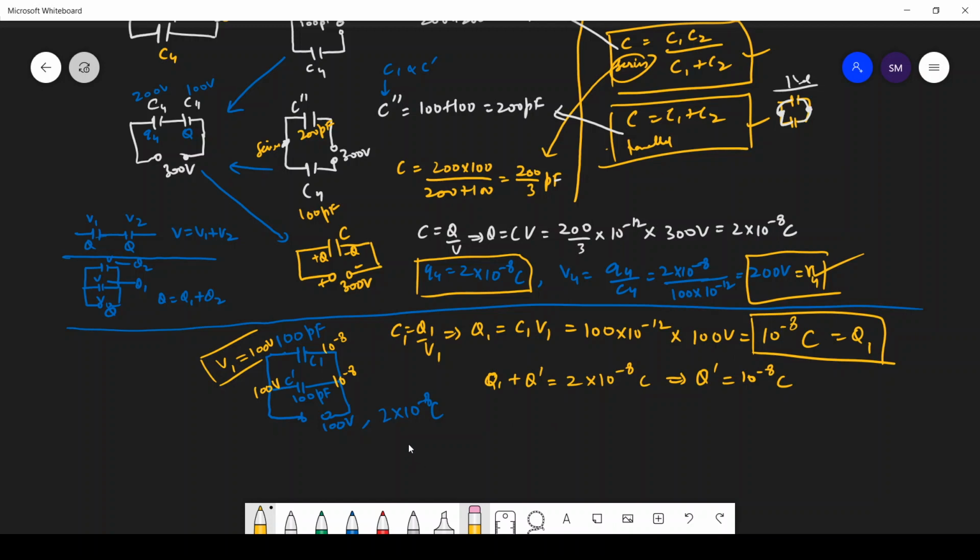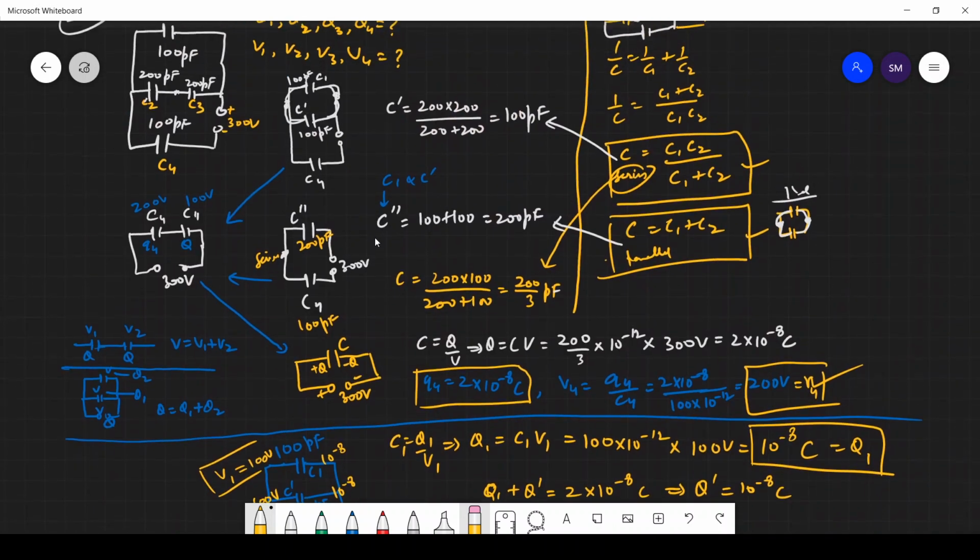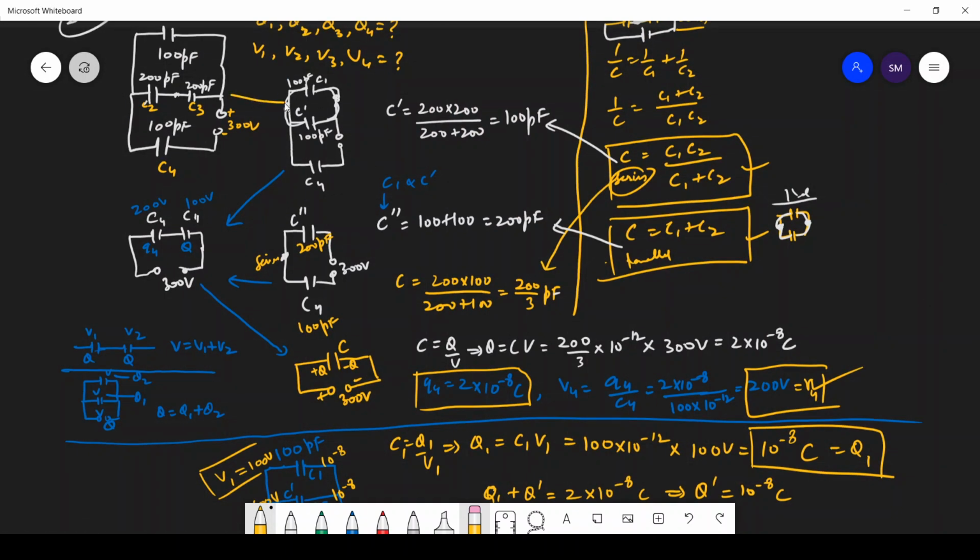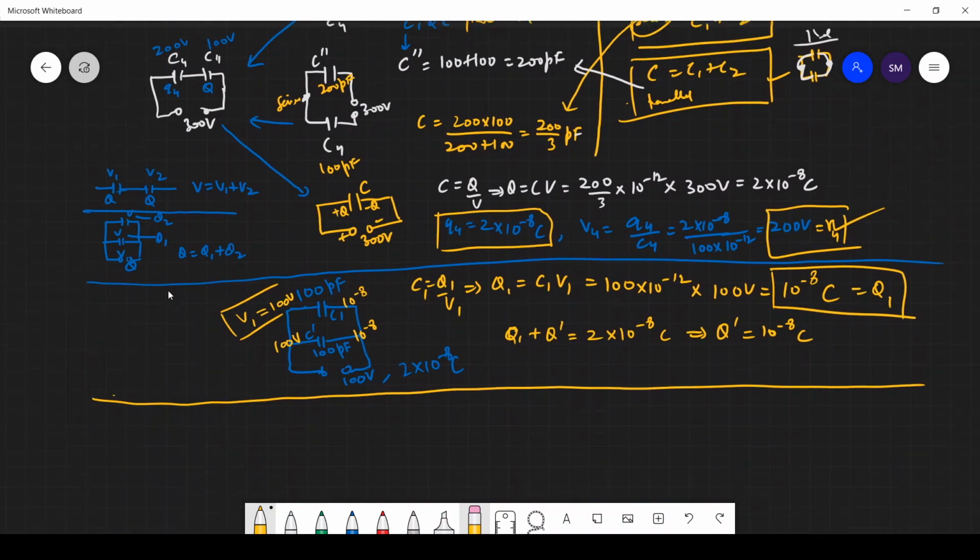Okay, so now for capacitor 2 and 3. So students, capacitor 2 and 3, we got this circuit from here. So these two are C2 and C3. They were in series, and we have written their equivalent capacitance C dash. They were in parallel. Okay, so they are in C dash in series. So now what is the voltage and charge available with C dash?